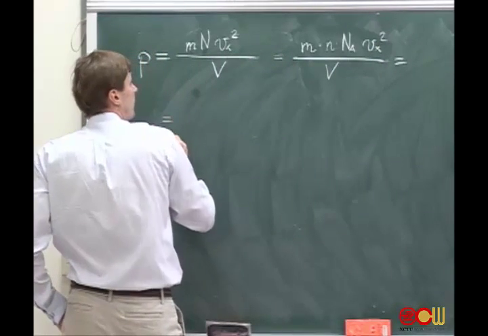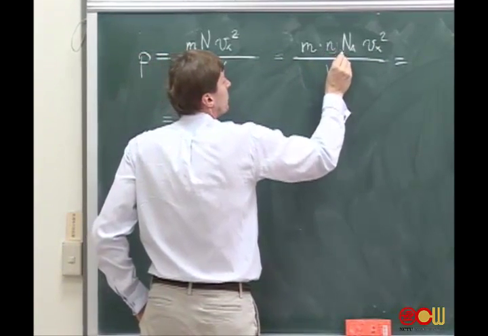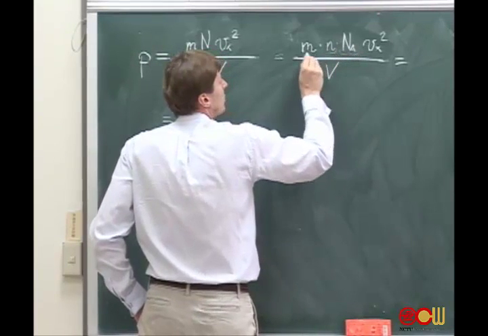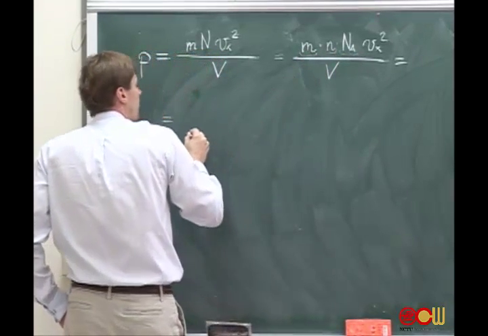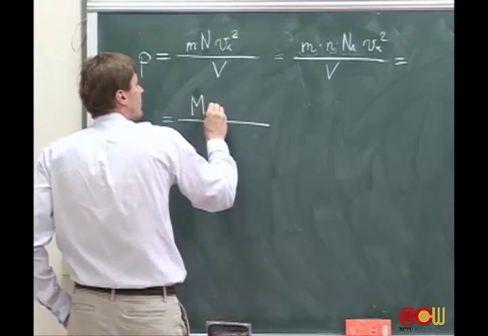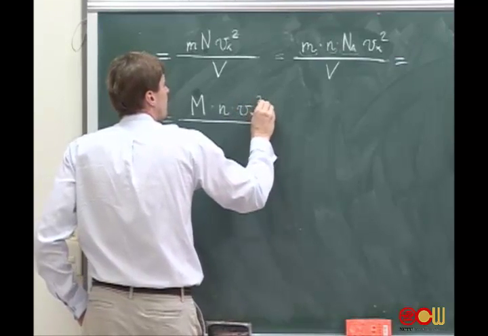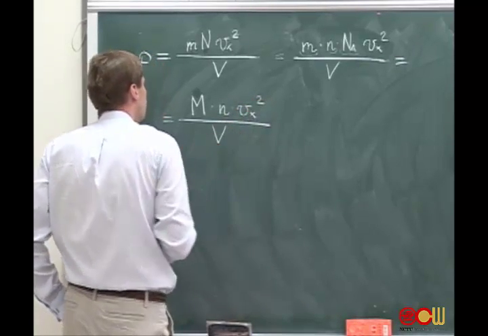Let's go further. Now, number of particles in 1 mole multiplied by the mass of 1 particle gives me together molar mass. Molar mass times number of moles Vx square divided by V.